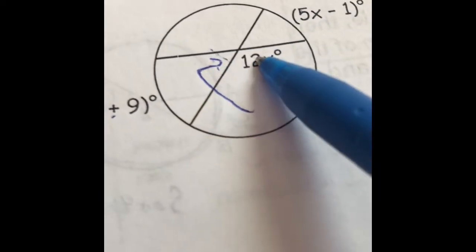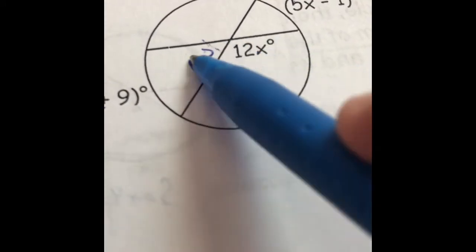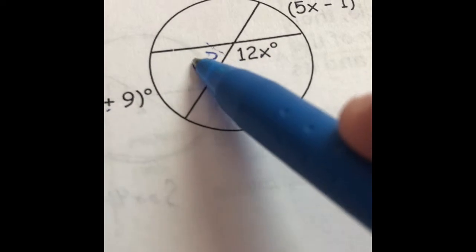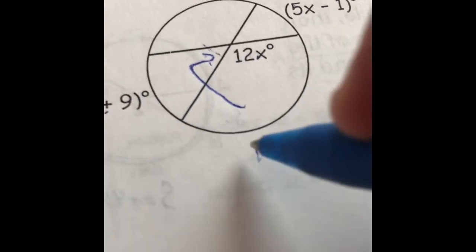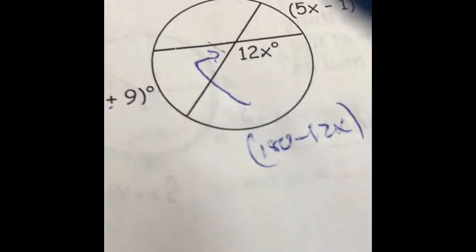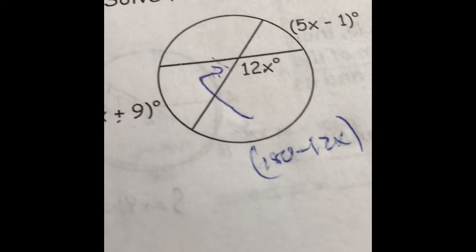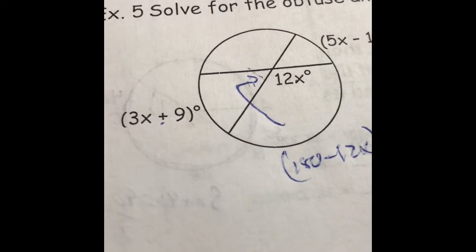Because these two angles are adjacent along a line, they have to be supplementary, right? These two angles have to be supplementary. So this angle right here has to be 180 minus 12x. Right? That angle has to be 180 minus 12x. So you might want to pause the video now that you know that this is 180 minus 12x to see if you can figure out what x is.